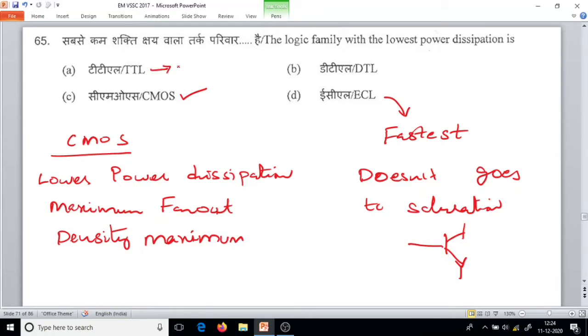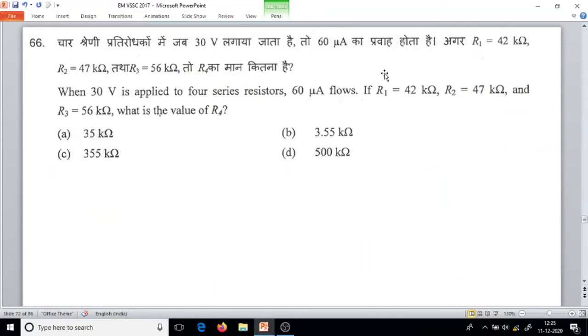And one more point I'll tell you, the noise margin of a TTL gate is 0.4 volt. DTL means diode transistor logic. So guys, we'll go to the next question.